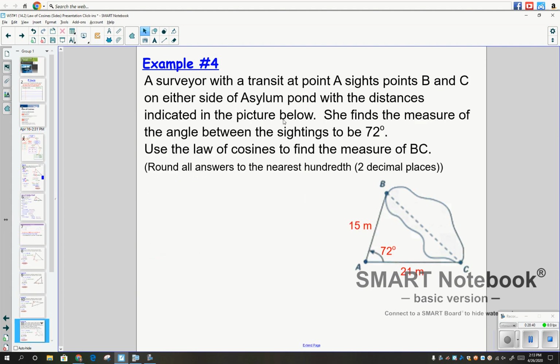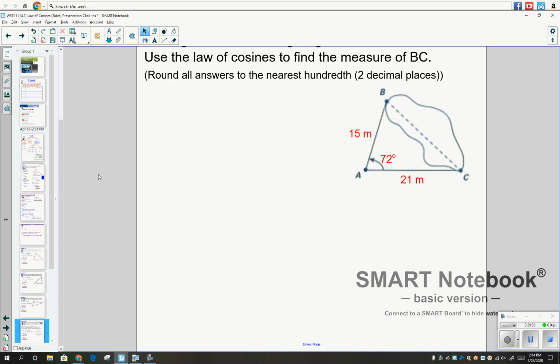Example number 4. We've got an application problem here. A surveyor with a transit at point A, right here, that's where the surveyor is, sights points B and C on either side of a pond with the distances indicated. So the distance from A to point B is 15 meters. The distance from A to point C is 21 meters.